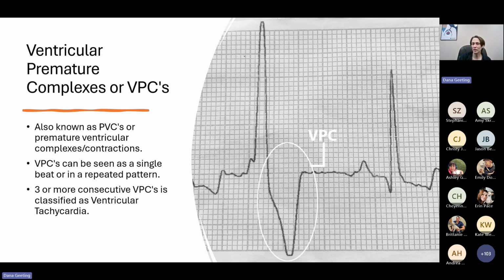You can have multifocal VPCs, whereas this one here is kind of inverted. Some you will go up. It just all kind of depends on where that electrical beat is being conducted through.